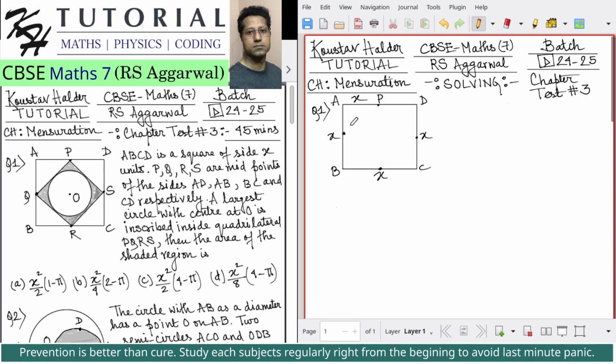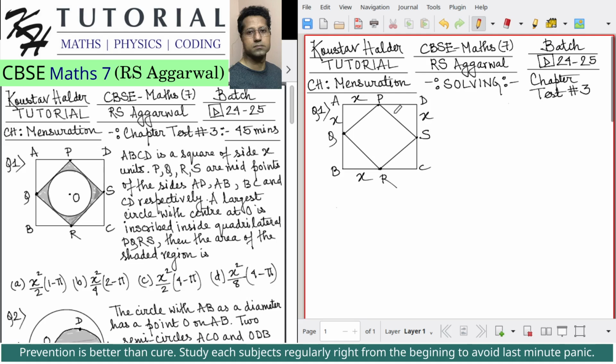So this is the quadrilateral PQRS. PQRS is also a square. So when you join the midpoints of a square, the quadrilateral formed by joining the midpoints of a square is also a square. So PQ, QR, RS and PS form a square.